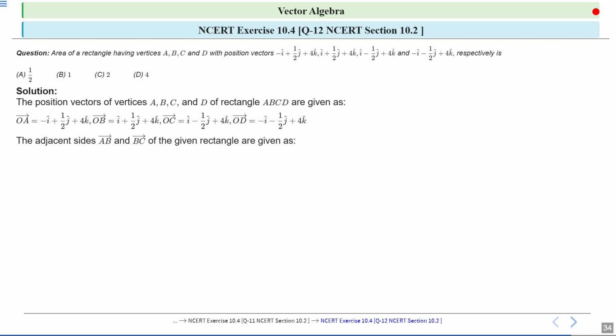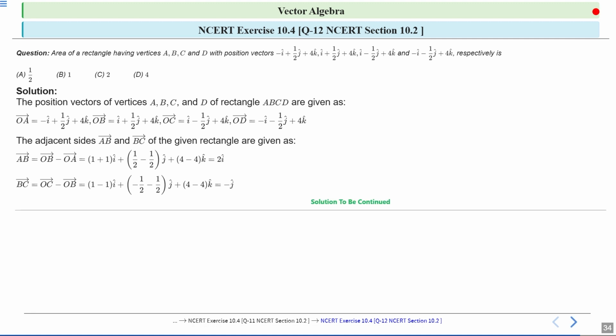Now the adjacent sides AB vector and BC vector of the given rectangle are given as AB vector is equal to OB vector minus OA vector, which is 1 plus 1 I cap plus 1 by 2 minus 1 by 2 j cap plus 4 minus 4 k cap, which is equal to 2 I cap. And BC vector is equal to OC vector minus OB vector, which is 1 minus 1 I cap plus minus 1 by 2 minus 1 by 2 j cap plus 4 minus 4 k cap, which is equal to minus j cap.